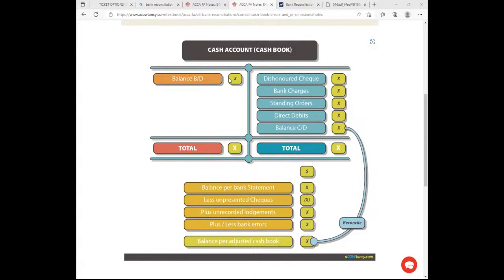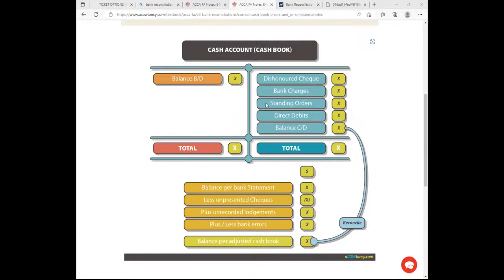The first one, you had received some checks from your customers. Customers at times give us bad checks. So if these checks bounce, what we call dishonored checks, I will come and credit to reduce my cash book. If there are any bank charges, I'll credit. If there are any standing orders that I had put in place, but of course I may have forgotten about them.